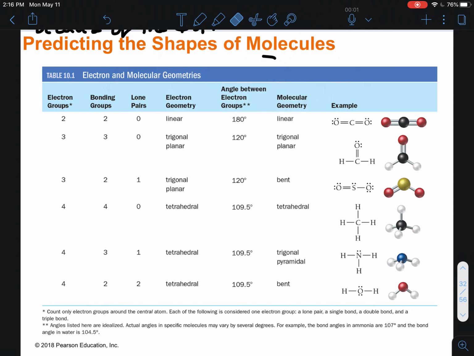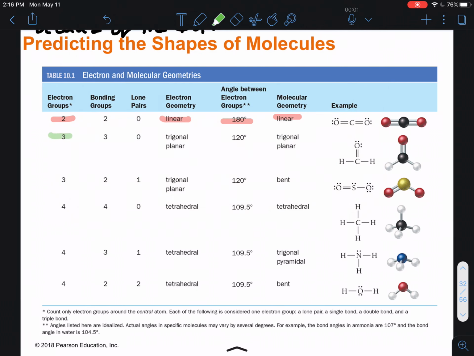Okay, so this is a nice little table explaining the shapes of molecules and how you can predict them. Okay, so you'll notice here if we have 2 electron groups, that's going to give us an electron geometry of linear. The bond angles are 180 degrees, and because there's only 2 electron groups total, there can't necessarily be any lone pairs. And if there are, it'll still be linear. So the molecular geometry is going to be linear as well.